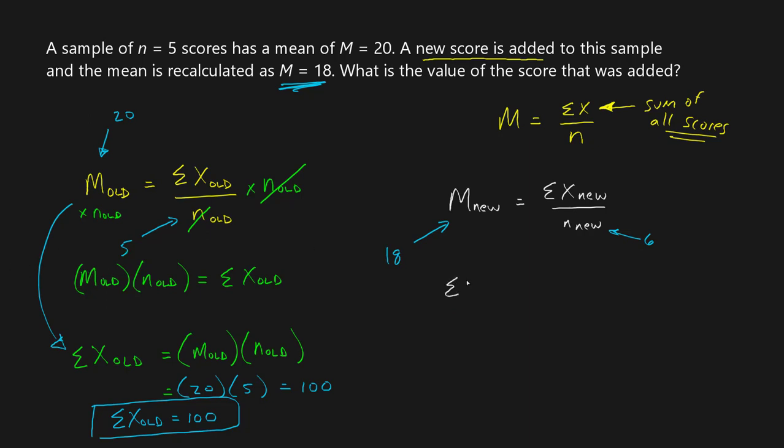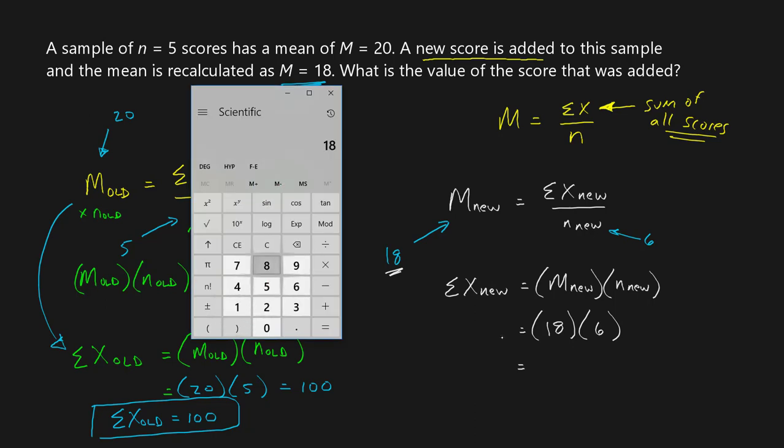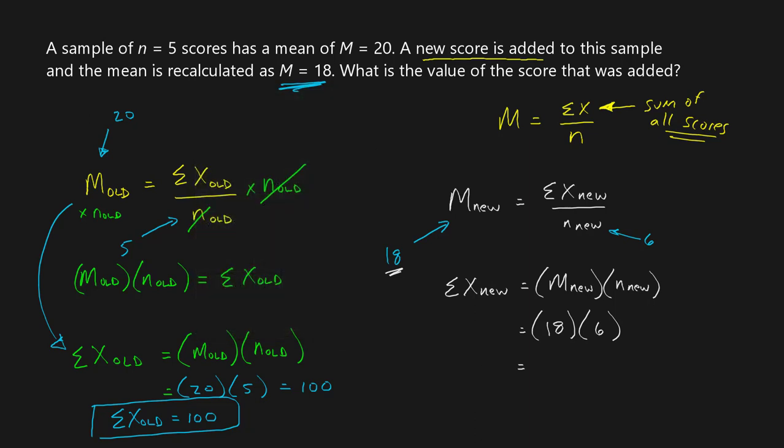The sum of x, my new total of all of my scores, is equal to my new mean times my new sample size. We know both of those. The new mean is 18, so this is going to be 18. My new sample size is 6. So 18 times 6 is, I believe, 108. Let me double check that. 18 times 6. Yes, it's 108.